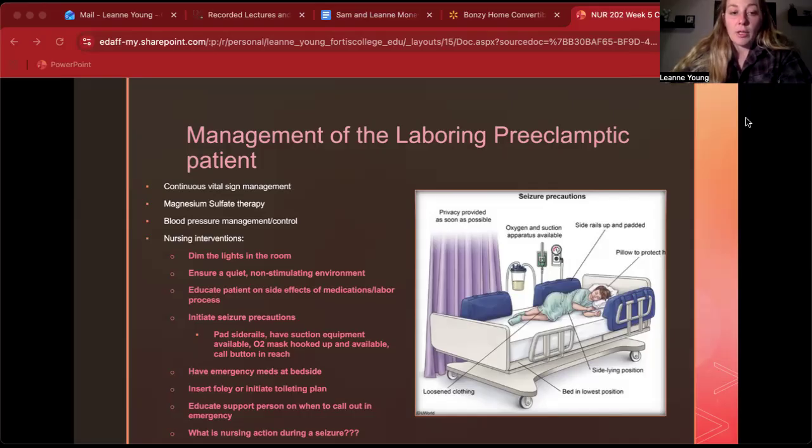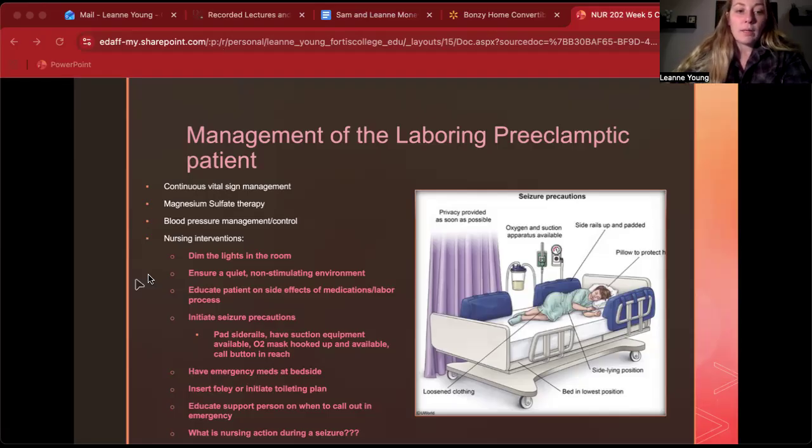We're going to educate the patient on the side effects of the medication and their labor process, how that's going to look. We're going to initiate seizure precautions. So we're maintaining a very quiet environment for these patients. Not necessarily because they just need more rest. No, it's because of the neurological deficits that they're at an increased risk for. If your patient is at an increased risk for having seizures, we do not want the lights super bright. We do not want flashing lights or anything that can instill an episode.